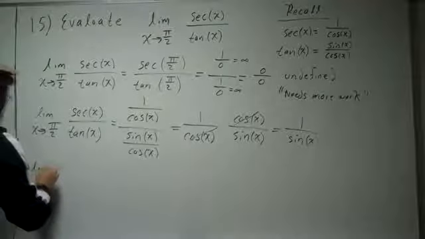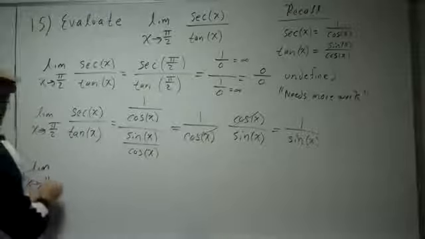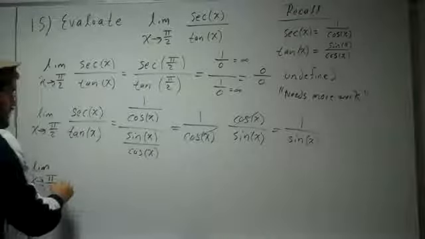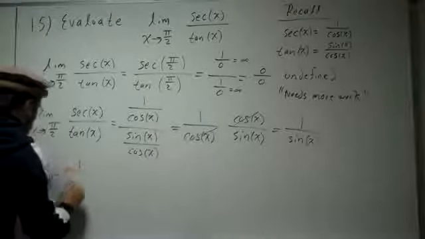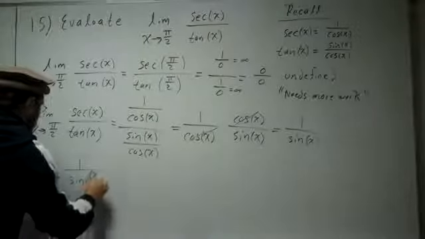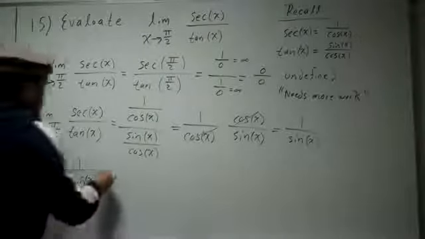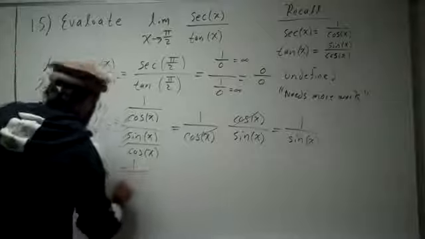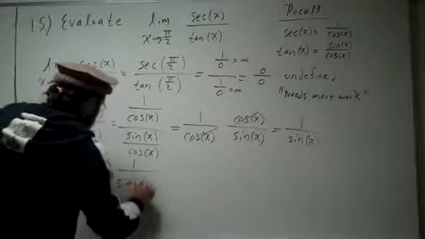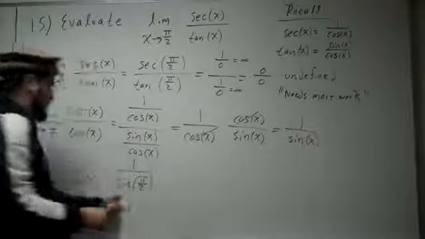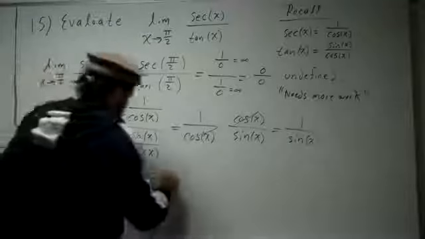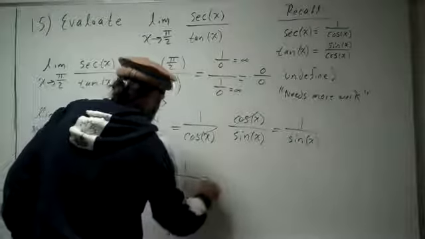Let's take the limit as x approaches pi over 2 of 1 divided by sine of x. Let's go ahead and plug pi over 2 in here. We get 1 divided by sine of pi over 2. But sine of pi over 2 is 1. So you obtain 1 over 1, which is defined.